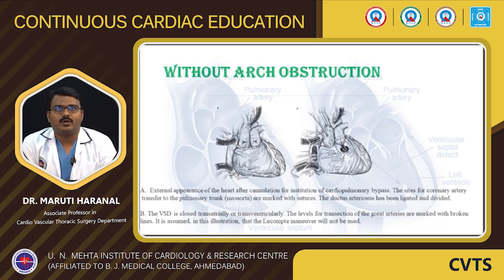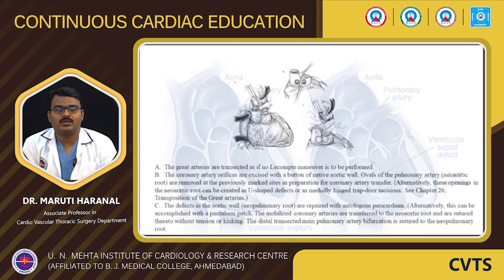Taussig-Bing anomaly without arch obstruction involves an arterial switch with VSD closure, in which the great arteries are transected and coronary buttons are harvested and reimplanted on the neo-aorta with reconstruction of the neo-aorta and the neopulmonary artery, and the VSD is closed either transatrially or transventricularly. One thing to note in these cases is that in the majority of the cases, the Lecompte maneuver is not needed in Taussig-Bing malformation.